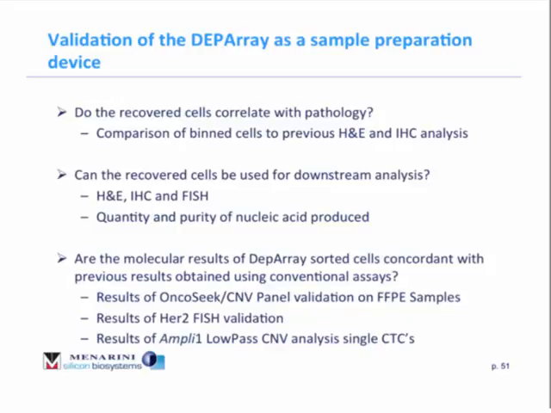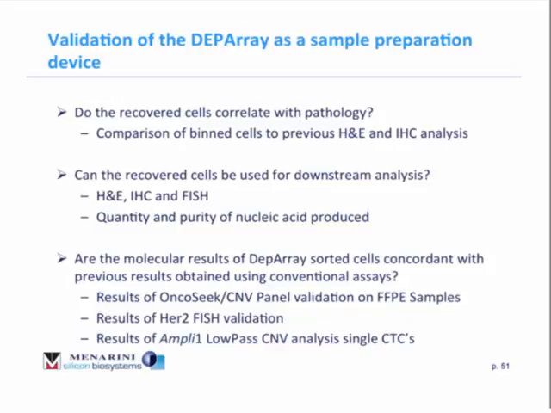This device can absolutely separate tumor cells, disaggregated tumor cells, from disaggregated stromal cells and disaggregated lymphocytes, and with a purity exceeding 99%, put into a tube for downstream molecular analysis only the tumor or the stromal or the lymphocytes, unquestionably. We've also tested, can these recovered cells be used for downstream analysis?